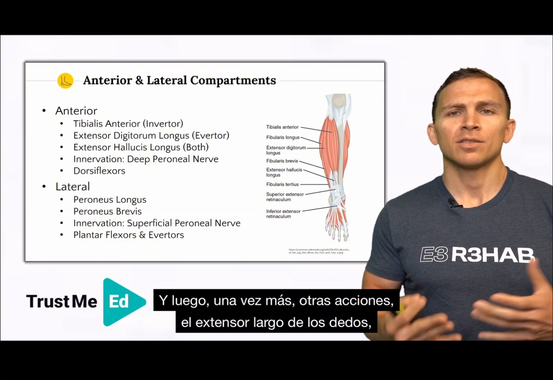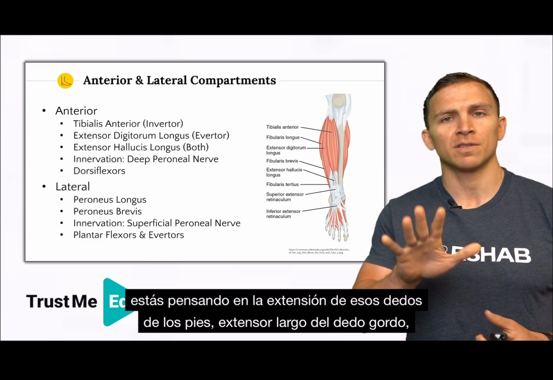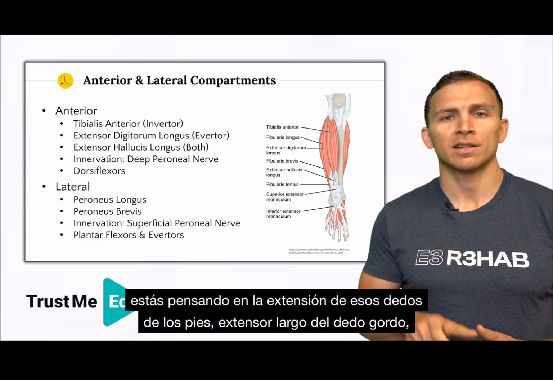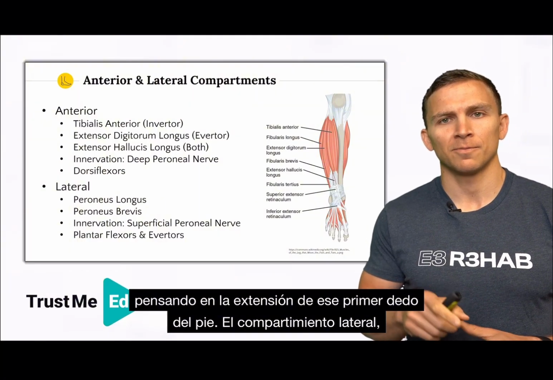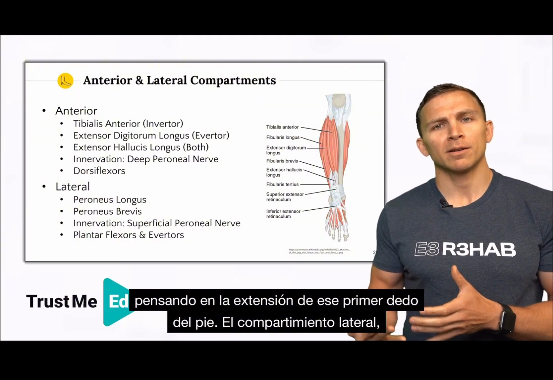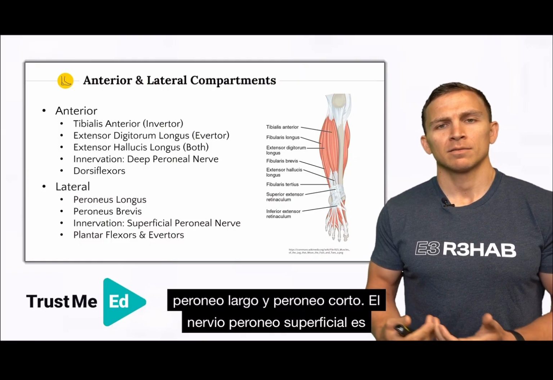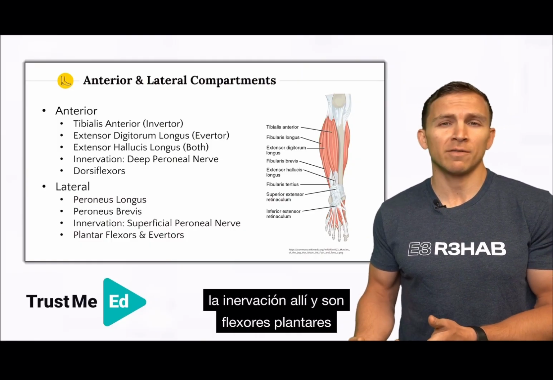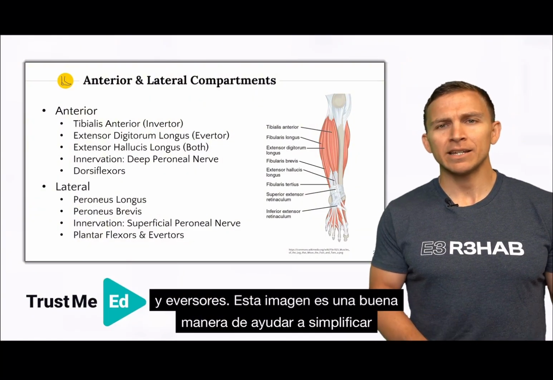And then once again, other actions, right? The extensor digitorum longus, you're thinking about extension of those toes. Extensor hallucis longus, thinking about extension of that first toe. The lateral compartment, peroneus longus and peroneus brevis. Superficial peroneal nerve is the innervation there, and they're plantar flexors and everters.